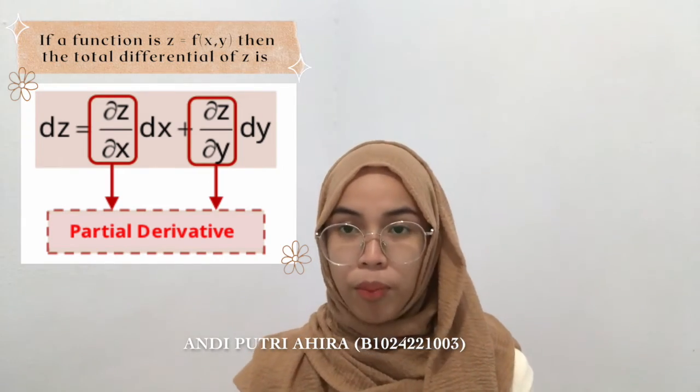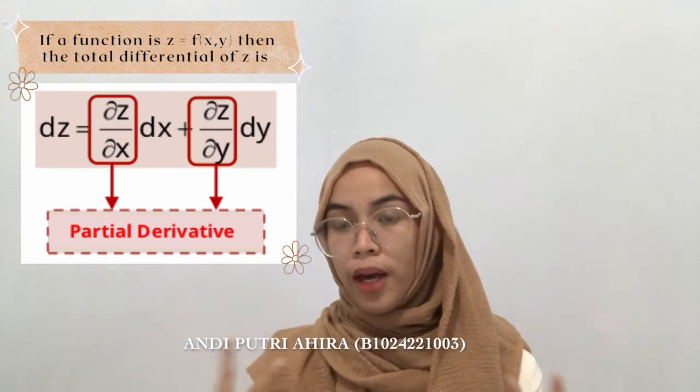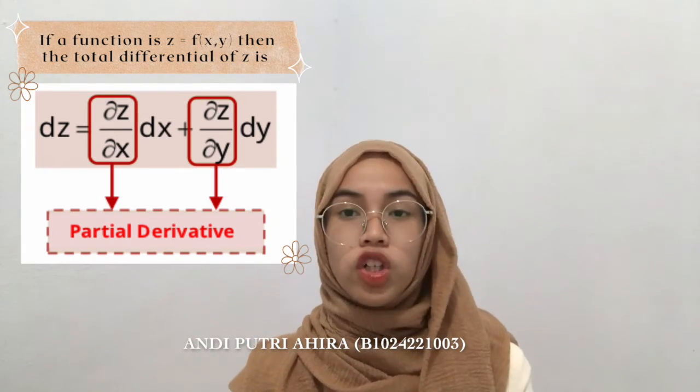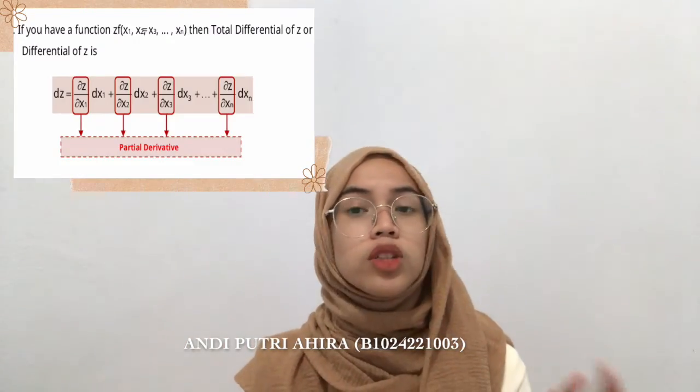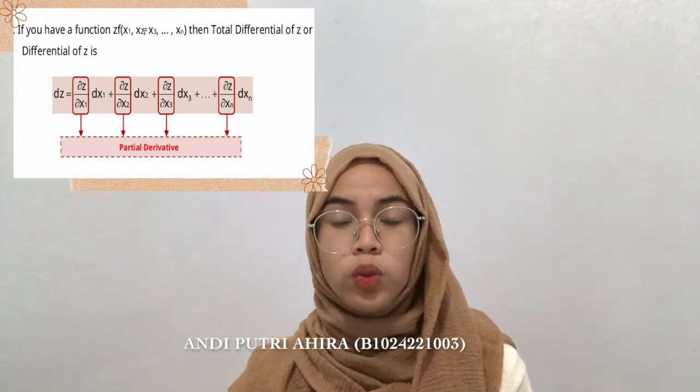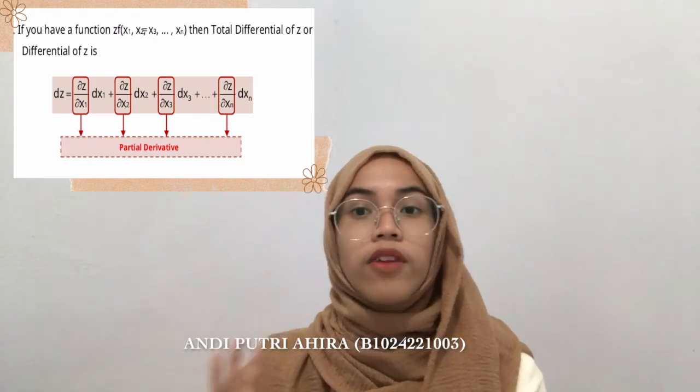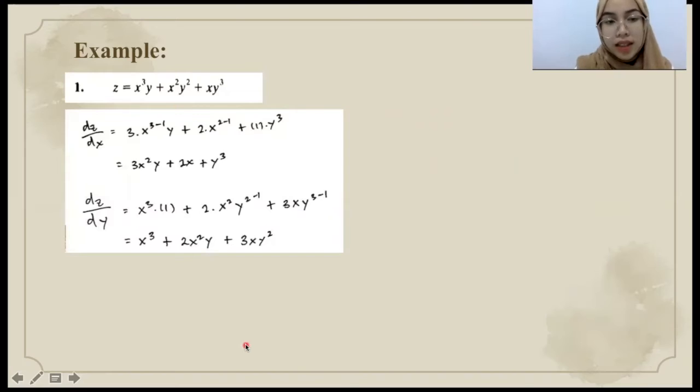From the previous example, function z has 2 independent variables, so the differential has 2 terms. The form can also be expanded according to the number of independent variables owned by the function. For example, z equals x cubed y plus x squared y squared plus xy cubed. Before we sum the terms, we have to look for the partial z with respect to x and partial z with respect to y first.